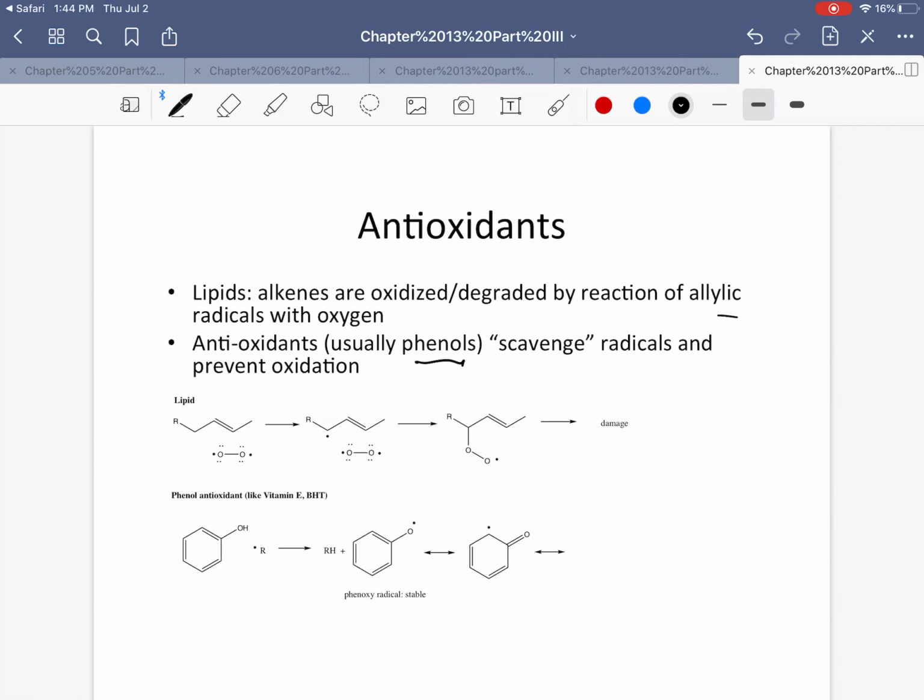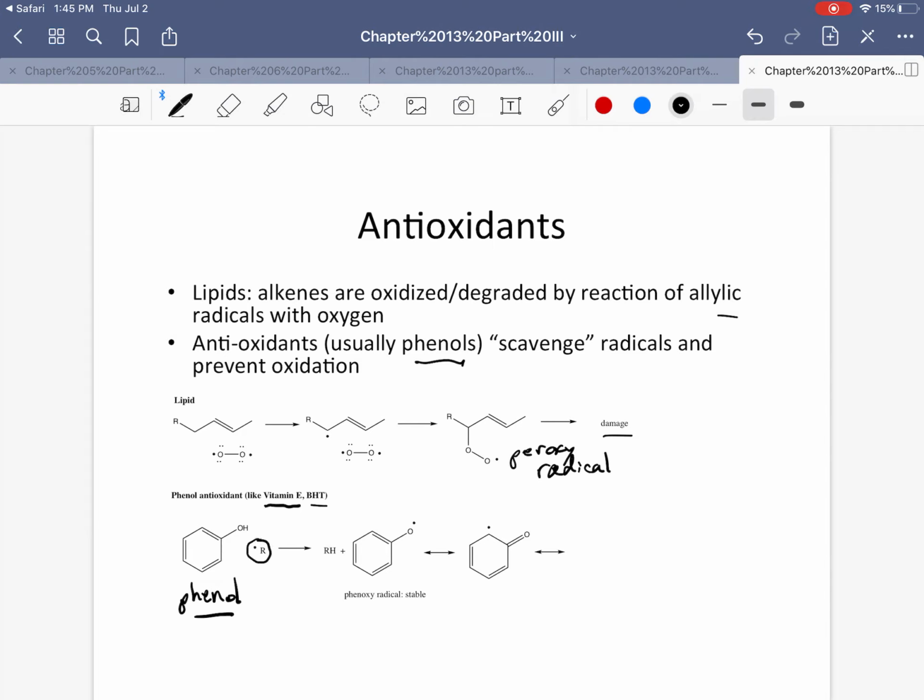So this is just a general reaction. If I've got a lipid, it'll react with oxygen to give a radical that adds to another molecule of oxygen, and now you've got a peroxy radical that can go on and cause further damage, and this is how fats degrade. So vitamin E is a naturally occurring phenol. This compound at the bottom is just phenol itself. BHT is an alkylated phenol that's used as a food preservative. And what these are is radical sinks.